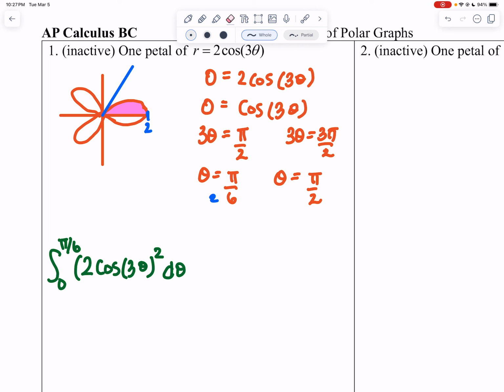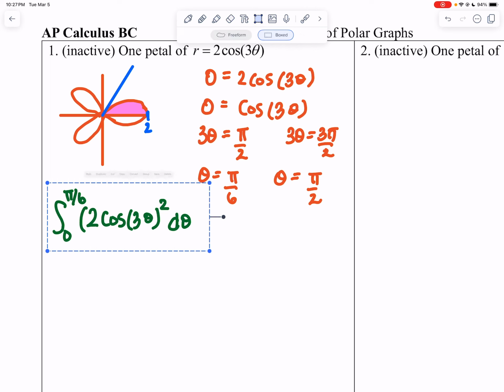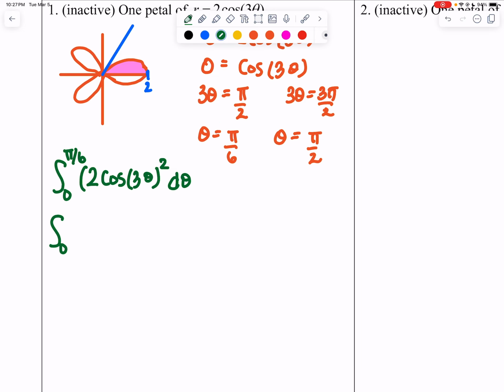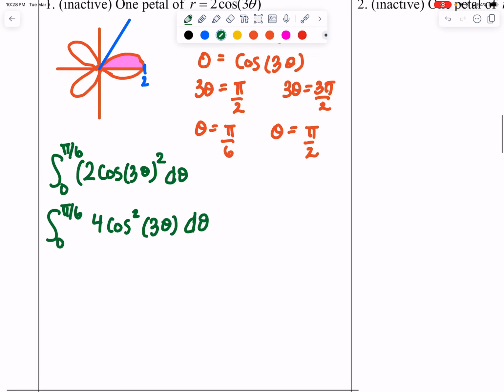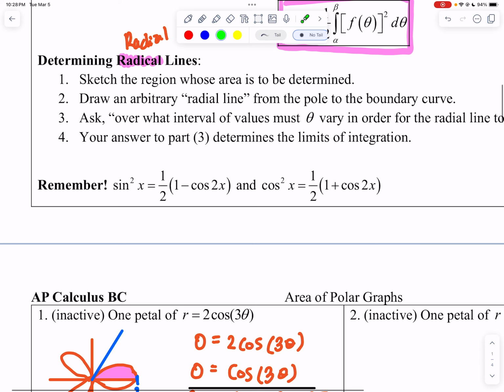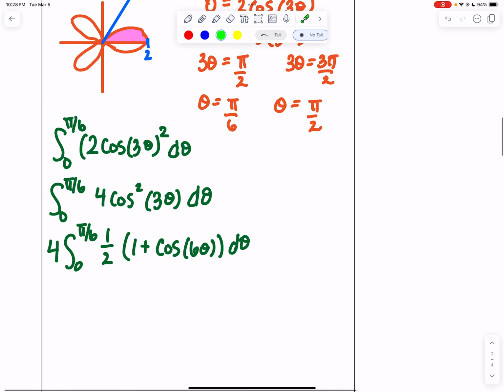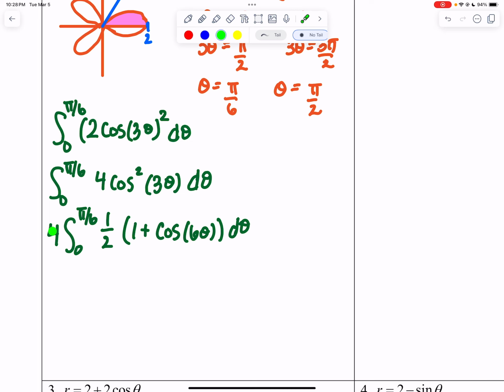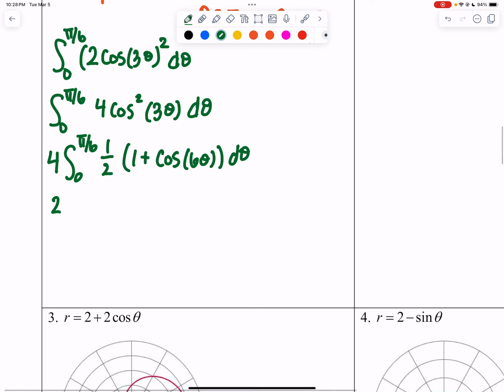All right, so what we're going to do is go ahead and square that. I'm going to get the integral from 0 to pi over 6 of 4 cosine squared of 3 theta d theta, which is the same thing as 4, 0 to pi over 6, 1/2, 1 plus cosine 6 theta. The reason it's 6 theta is that I'm just doubling whatever my inside value is, based off of my little formula right here. I am going to simplify the 4 and the 1/2 so that I have 2 up front, and then integrate this.